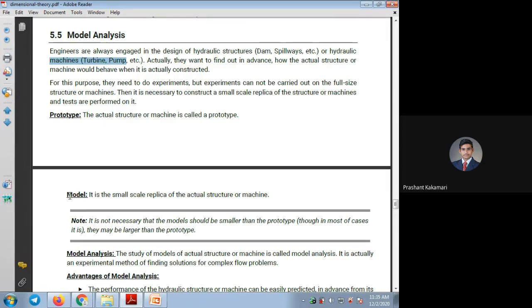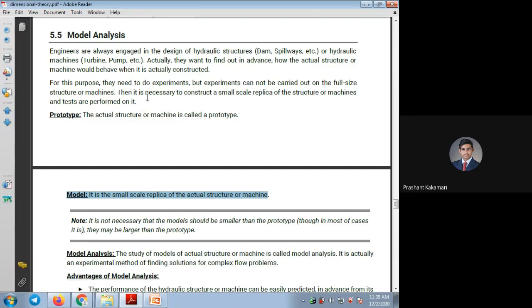With the model, we also apply the conditions in a scaled way. For example, if the discharge we want is 10 meter cube per second, for a scale model reduced by 10, I can take a discharge of 1 meter cube per second. I apply the small discharge to the model and check the behavior. Once the behavior and all the conditions are accepted with respect to the model, then we go for the actual building, which is called the prototype. The actual structure or machine is called the prototype.